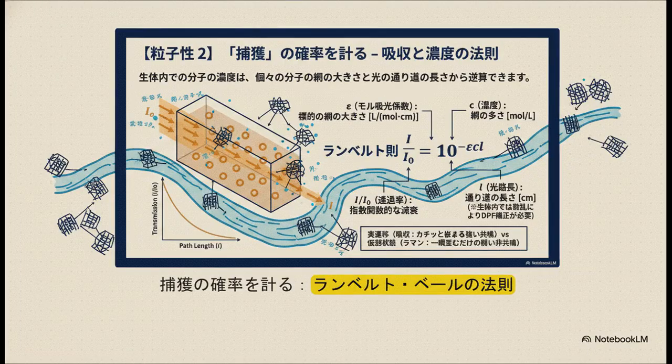And how do we quantify that absorption? Good old Beer-Lambert law. Think of it like fishing. You throw a net, which represents the molar absorption coefficient, into a river of photons. The length of the river is your path length. By simply counting how many photons passed through versus how many got caught, you can calculate the exact concentration of your target sample. It's brilliant, right?